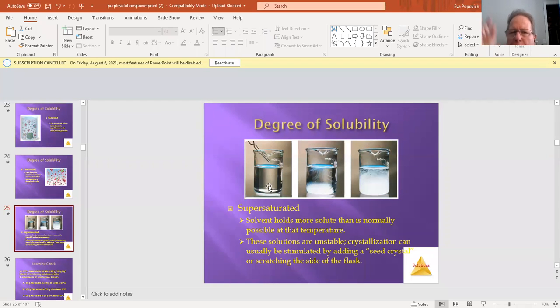Now, if you put something in there, like if you scratch the side, or if you put a string in there, that creates a disturbance. And that disturbance causes all those crystals to come out of solution then. It's how you make rock candy.